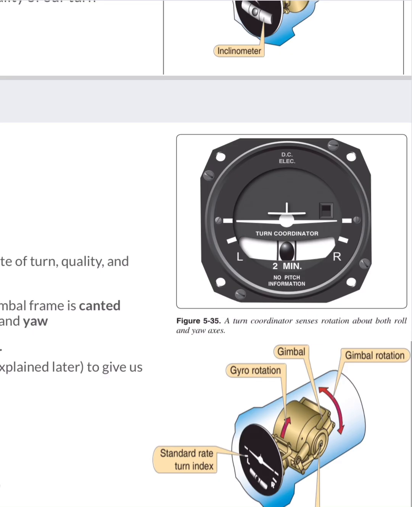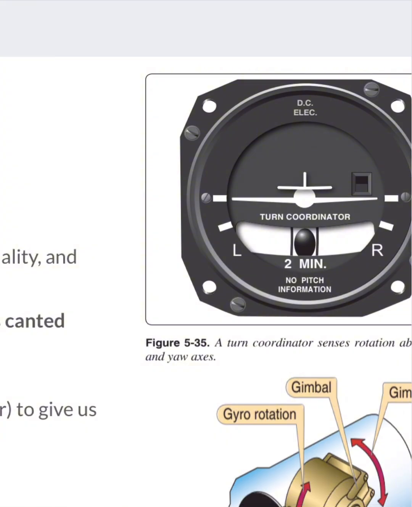Now we have this black ball inside of this tube here. This ball is actually filled in a tube with kerosene. And all this ball is doing is telling us if we're in a slip or a skid scenario. So it's balancing the centrifugal forces, the forces going to the outside of the turn, to the centripetal forces, the force of gravity to the inside of the turn.